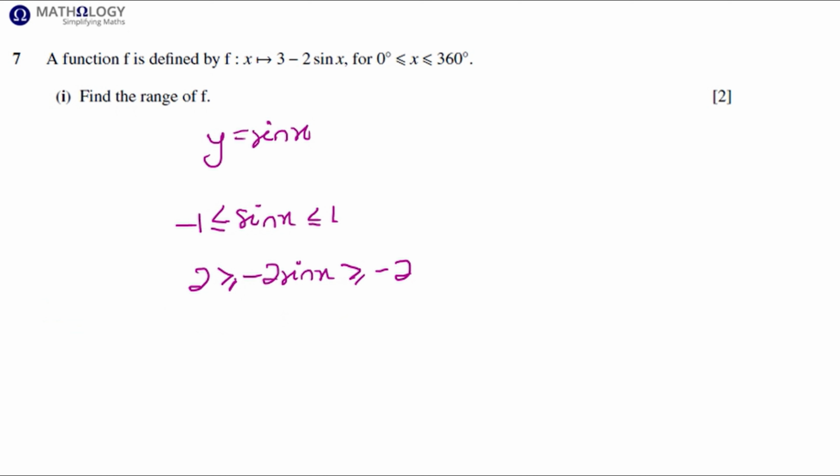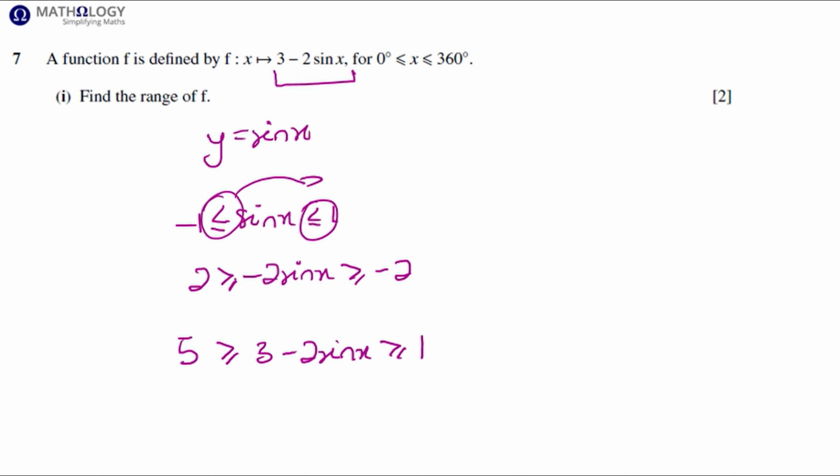What we are looking for is 3 minus 2 sine x. So now we're going to add 3 to each of these quantities. So 3 minus 2 sine x is greater than or equal to, now because we're adding 3 to this quantity, we have to add 3 to 2 and add 3 to negative 2. So negative 2 plus 3 will be 1, and 2 plus 3 will be 5. Now this is generally not how you write inequalities. You always write sandwich or compound inequalities as such.